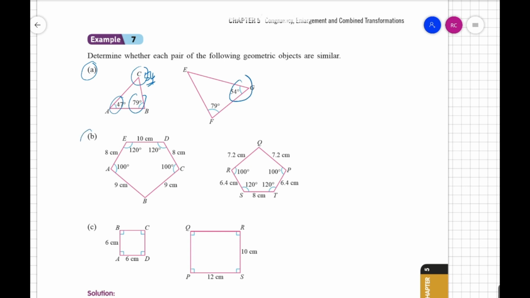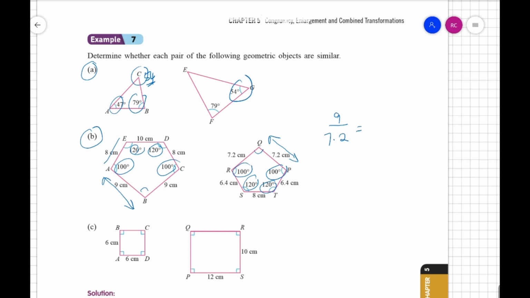Okay, then we look at B. If B, you compare all the angles: 120, 120, this is the same as this one, 100, 100. So the angles are the same. But then we have to find the ratio of the corresponding sides. For example, I'm finding AB. AB corresponds with which side? Can you identify it? It's actually PQ, right? AB with PQ, so 9 over 7.2. You have to find out the answer.